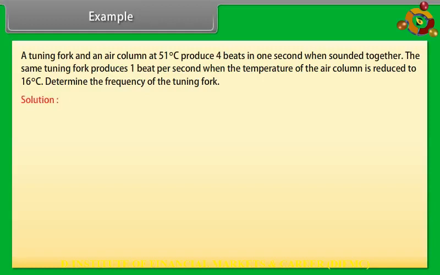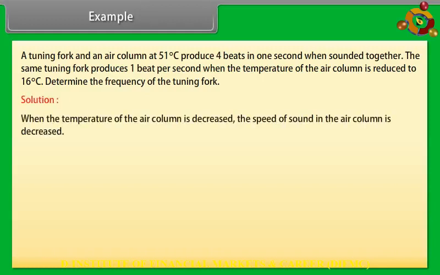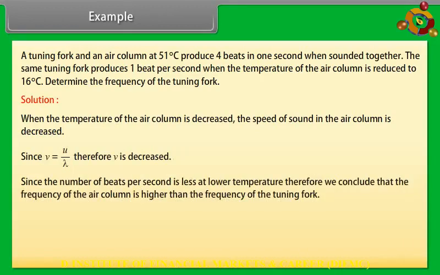Let's see the solution. When the temperature of the air column is decreased, the speed of the sound in the air column is decreased. Since v is equal to nu times lambda, therefore nu is decreased. Since the number of beats per second is less at lower temperature, we conclude that the frequency of the air column is higher than the frequency of the tuning fork.